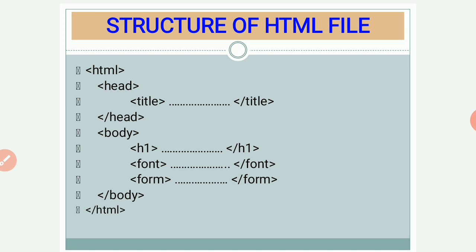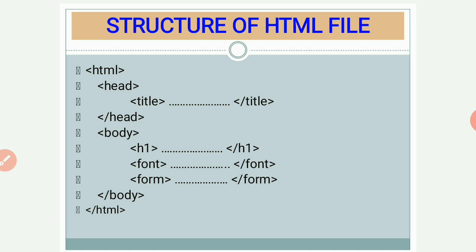Structure of an HTML file. Structure indicates how the HTML file is to be written. Here we see that each and every HTML file will have an HTML tag in it. The first tag, that is HTML, indicates the beginning of an HTML document, and the last tag, that is /HTML, indicates the closing of the HTML tag.